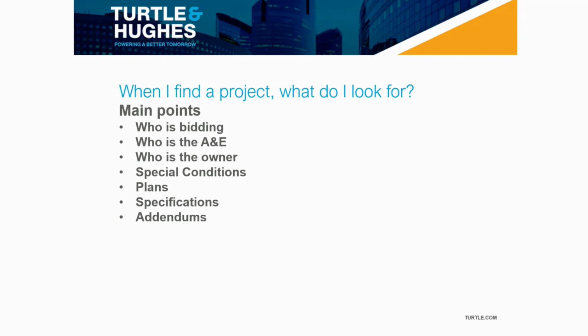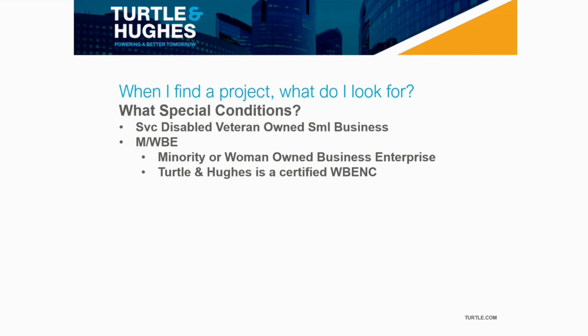There's also the other things, special conditions. As an example of special conditions, you might have something that specifies an MWBE, or minority or woman-owned business. For example, Turtle is a WBENC listed business, which means that there is different criteria used if you're a woman-owned business, minority-owned business, or if you're a service disabled veteran type of business. There's different clauses in those types of contracts that may be of value to you.